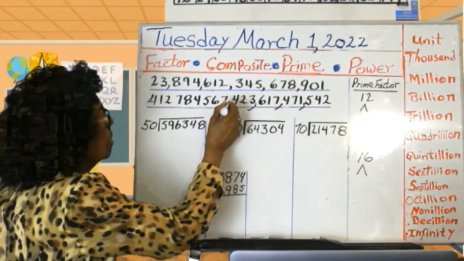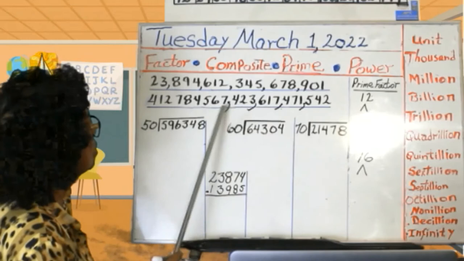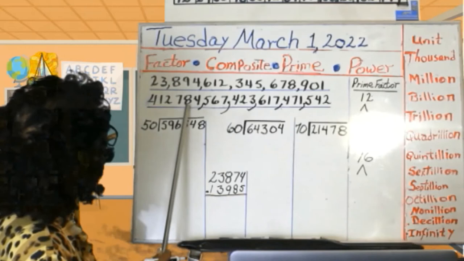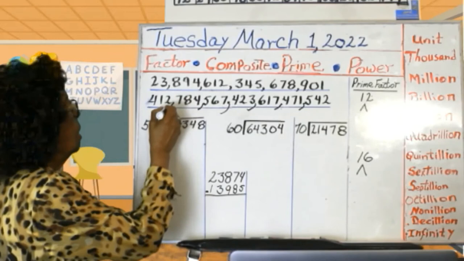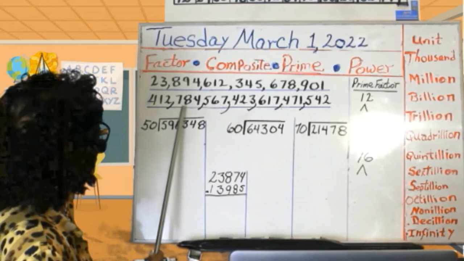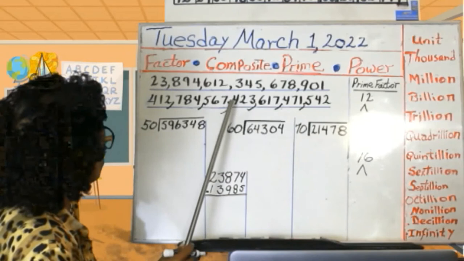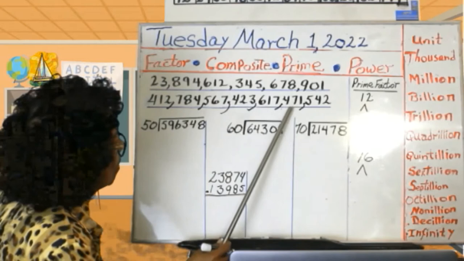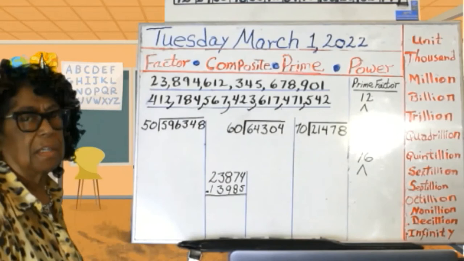Okay. 1 trillion, 10 trillion, 100 trillion. Now we write the quadrillion comma. 1 quadrillion, 10 quadrillion, 100 quadrillion. Now we write the quintillion. That's right. 412 quintillion, 784 quadrillion, 567 trillion, 423 billion, 671 thousand, 542. Excellent, excellent.